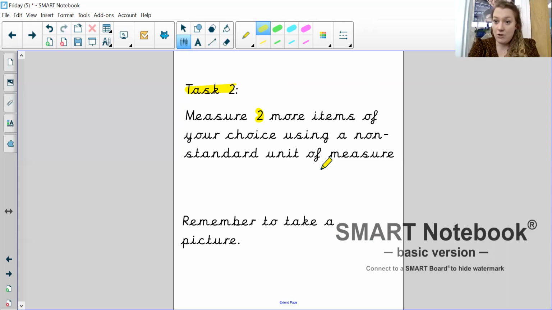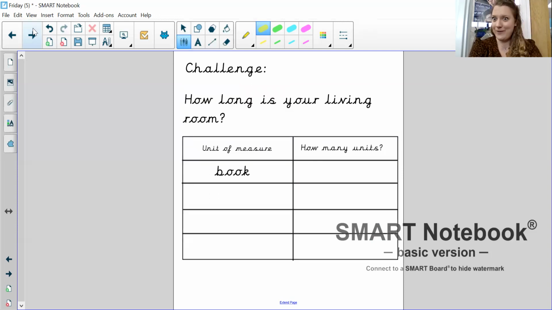So everybody, off you go and measure 2 more things from around your house using anything you like, as long as they're the same size and there are no gaps. Off you go. Are you ready for a challenge?